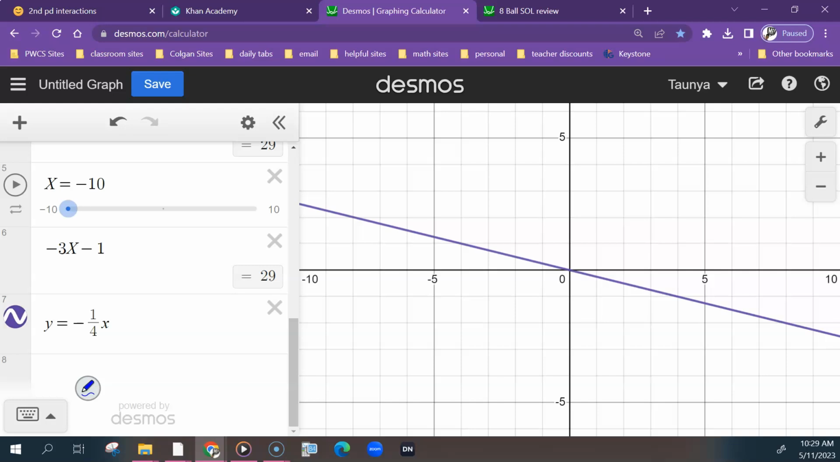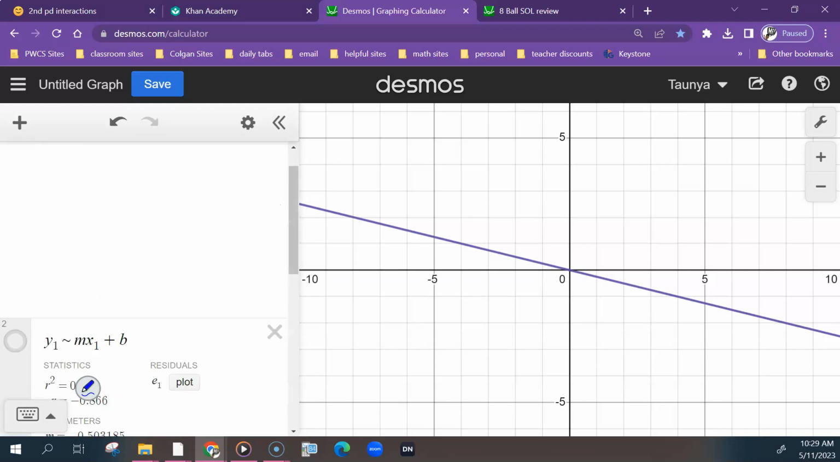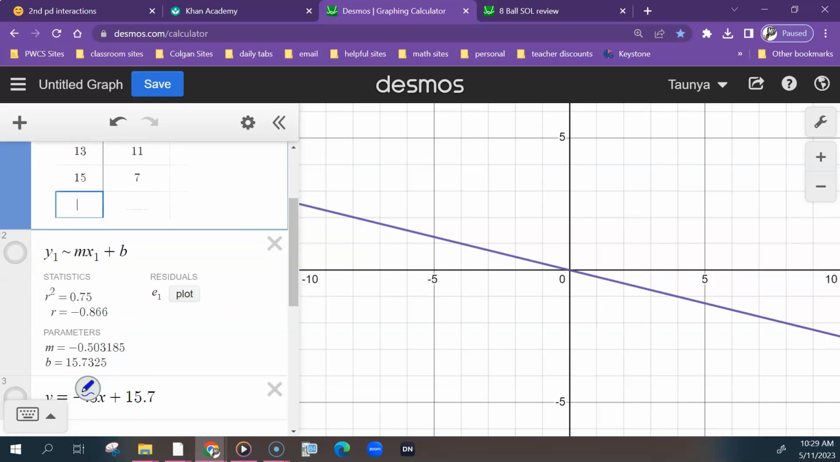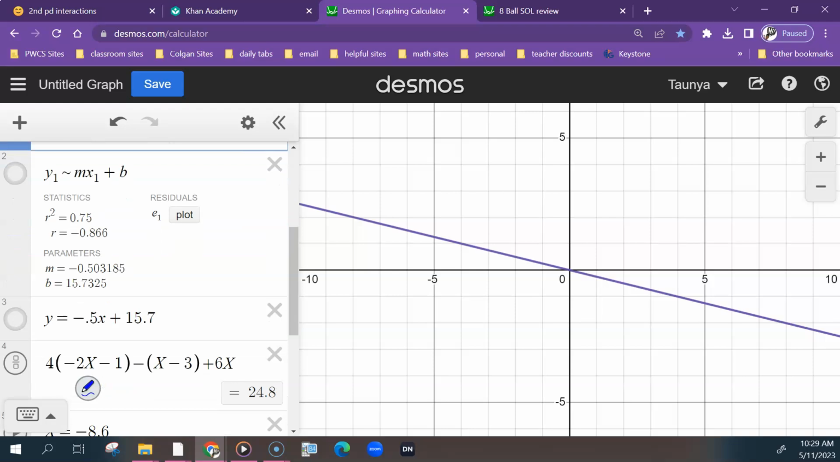How did you say 3, the line of best fit one, worked? So you have to put in your table, put in y1 and x1 tilde.